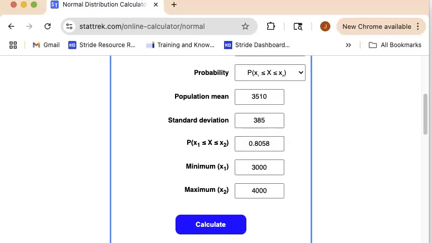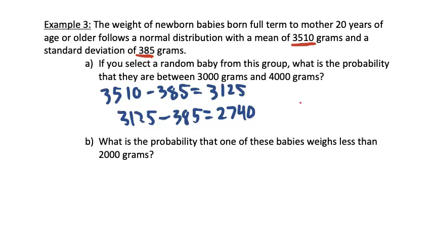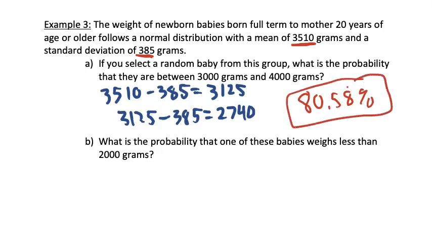0.8058. So as a percentage, that would be 80.58. So my answer here would be 80.58%. Sweet. Boom. See how using these online tools makes it super easy? We just have to understand how to use it.